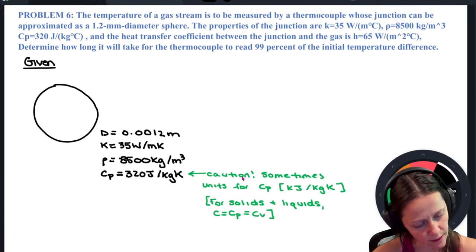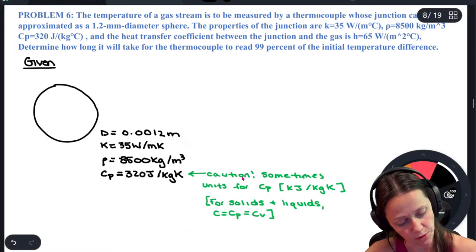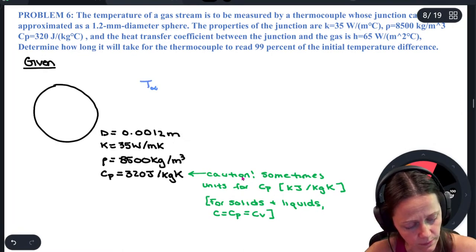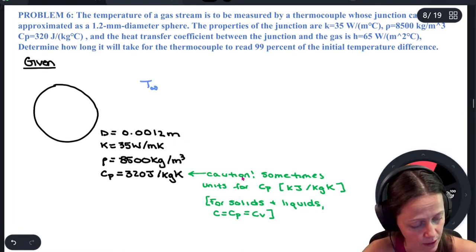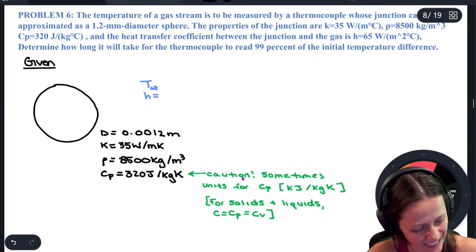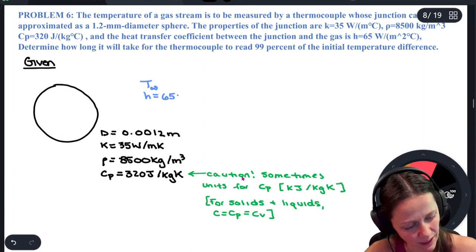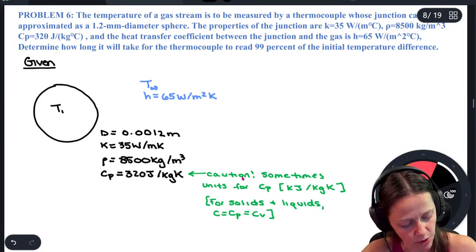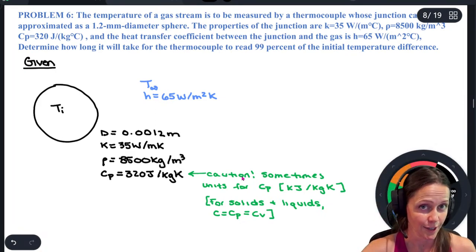Then we've got, I don't know what the temperature is. I don't know what this temperature out here is. I don't even know if it's higher or lower, but I will put a little, here's the temperature. And then my h value is 65 watts per meter squared, I'll put this as Kelvin, and I don't know what the initial temperature is. And here's what I'm going to do.